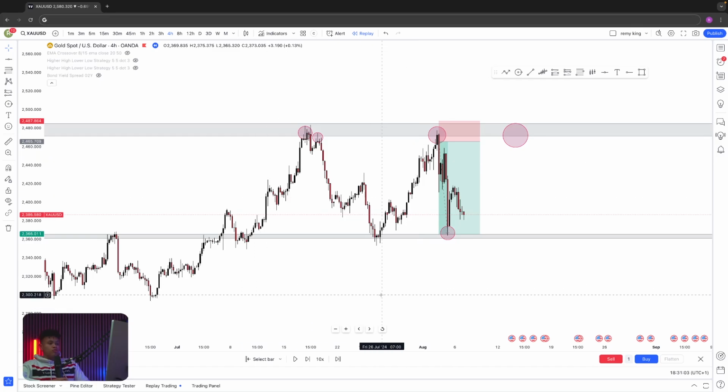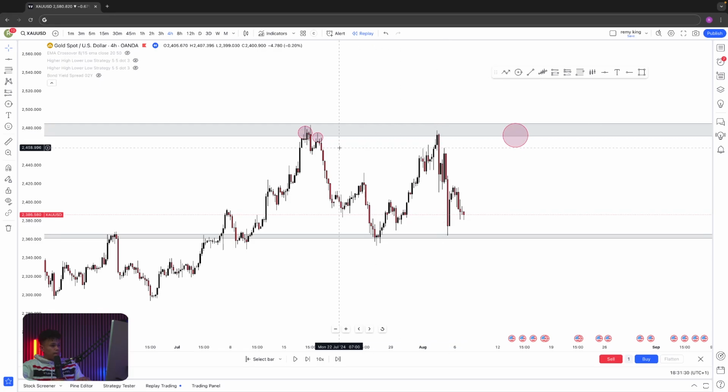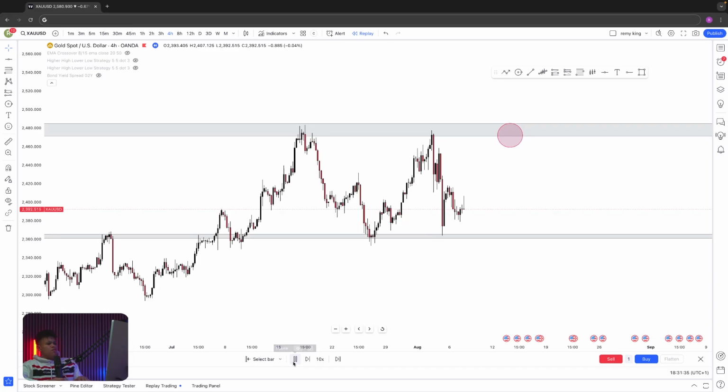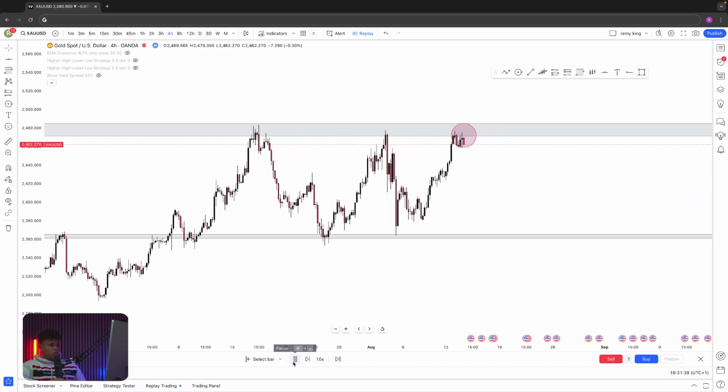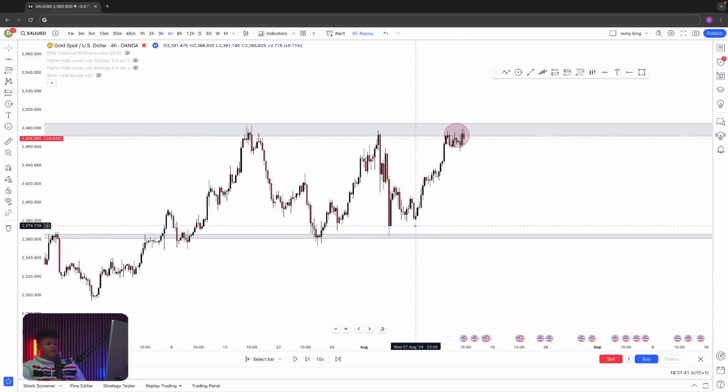But be careful now, because I'm going to show you another example on what also can happen. So as soon as you see multiple rejections off of that area and your fundamental bias is aligning with this concept, then you can look for possible entry opportunities. Perfect. So let me move this away again. Okay, now moving forward on the chart, we can see that we had multiple rejections right here as well.